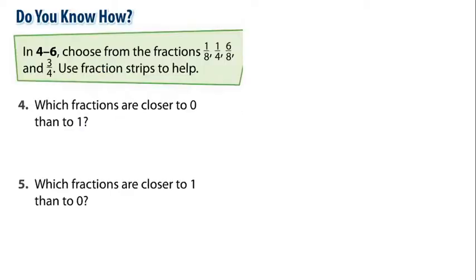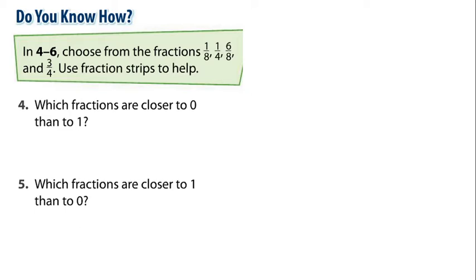Open page 699. In 4 to 6, choose from the fractions 1 over 8, 1 over 4, 6 over 8, and 3 over 4. Use fraction strips to help. Question 4. Which fractions are closer to 0 than 1? Question 5. Which fractions are closer to 1 than 0?